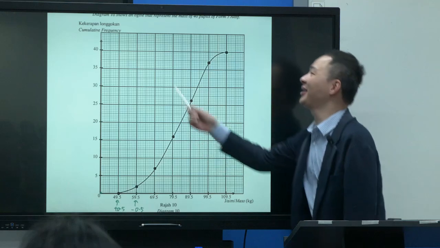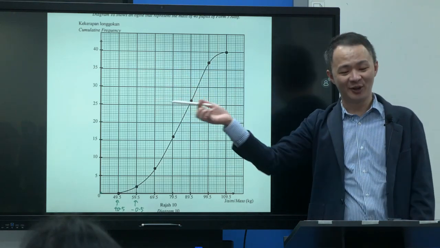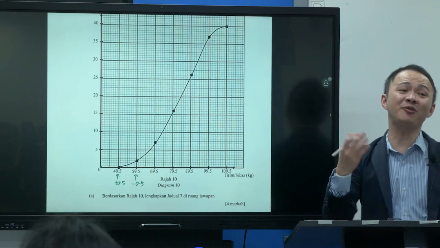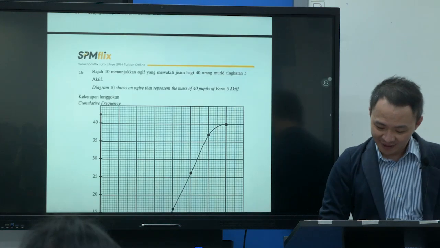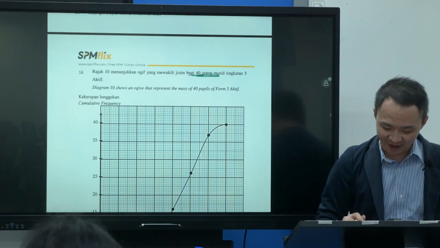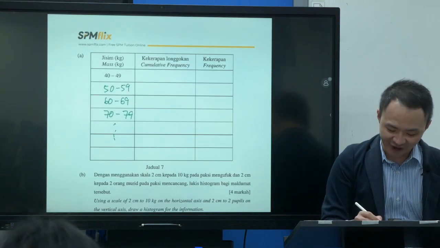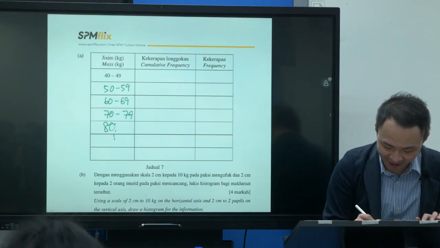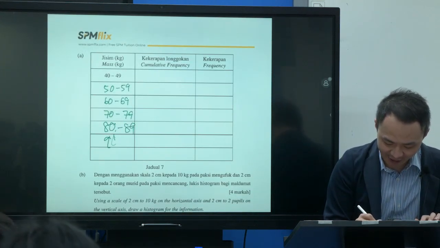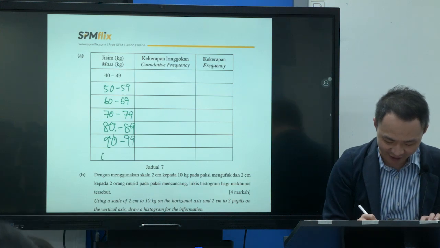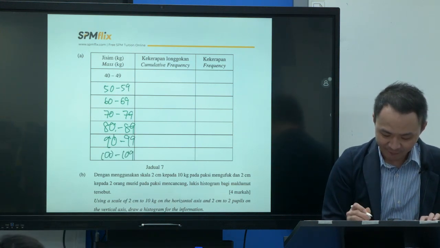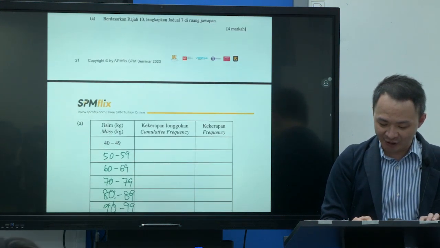And this is cumulative frequency. Write down the cumulative frequency first, then we find the frequency. So in this question, they say 40, right? So we're trying to add all the numbers and get 40. Okay, let us finish this one together. 80 to 89, 90 to 99, 100 to 109. Okay, we copy down the cumulative frequency.